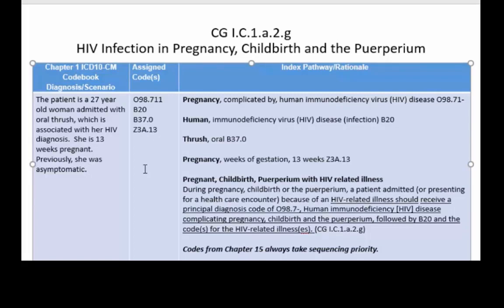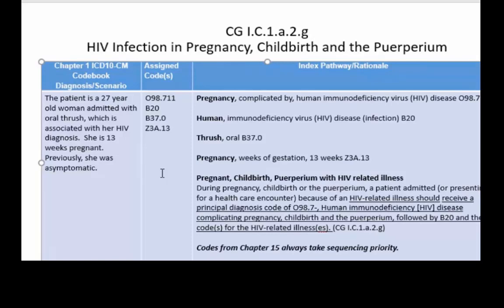You always assign codes for the weeks of gestation when your O98 code is the principal diagnosis, because that's the reason why she's being admitted: pregnancy complicated by HIV disease. Then here in italics, it says codes from Chapter 15 always take sequencing priority. That's something that we have to just remember as we're moving through the record, and I'll be reminding you of that in your homework in different places, that the Chapter 15 pregnancy codes always take sequencing priority.